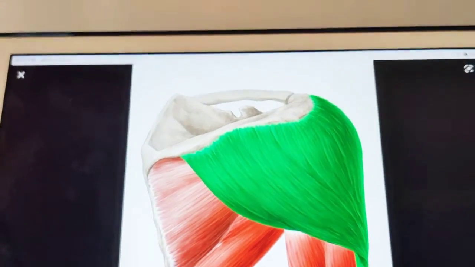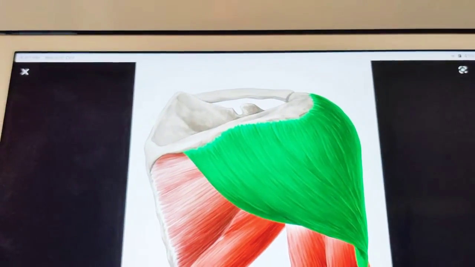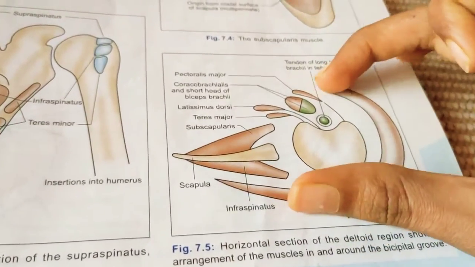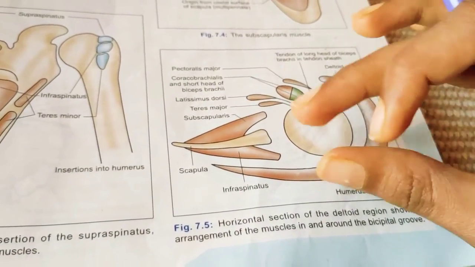Now we will see the structures inside this deltoid muscle. In this diagram you can clearly make out the structures, and first we will talk about bones. What are the bones inside the deltoid muscle?